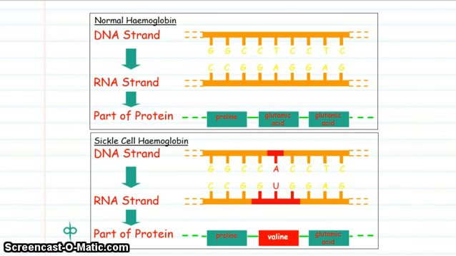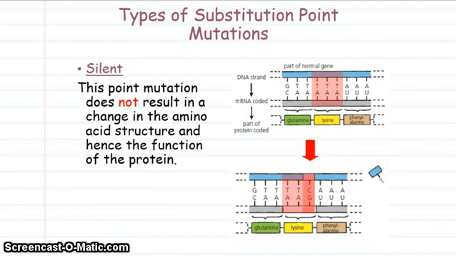There are several types of substitution point mutation. This one is what's called a silent point mutation, where this mutation does not result in a change in the amino acid incorporated into the polypeptide. So here we see the actual substitution that's taken place, but that codon still codes for lysine. Okay, so there's no actual change.